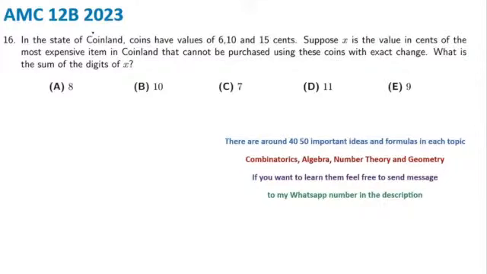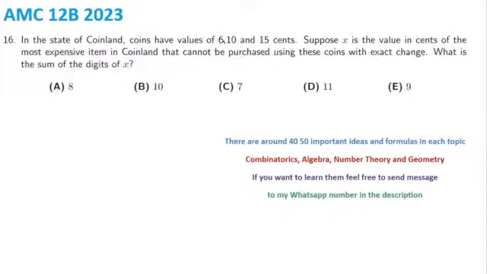AMC 12B 2023 Problem 16. In the state of Coinland, coins have values of 6, 10, and 15 cents. Suppose X is the value in cents of the most expensive item in Coinland that cannot be purchased using these coins with exact change. What is the sum of the digits of X?